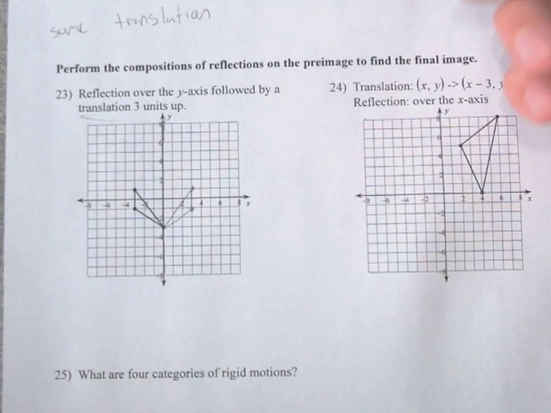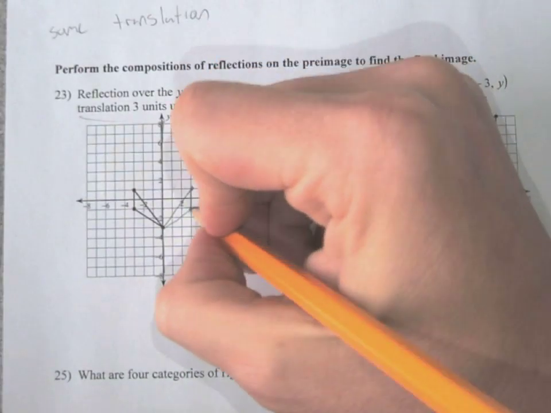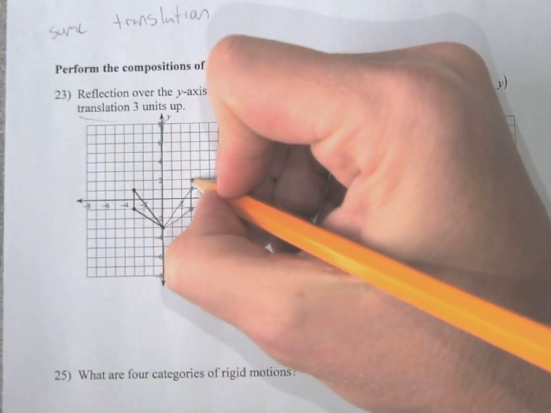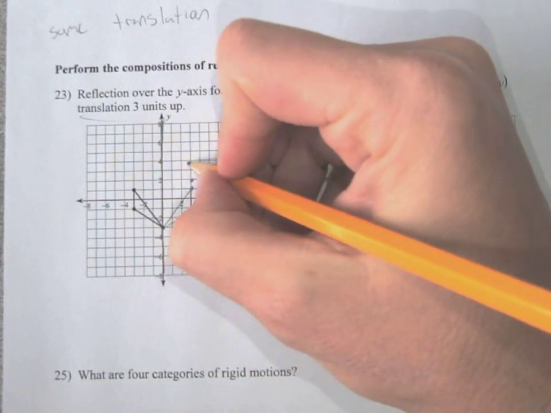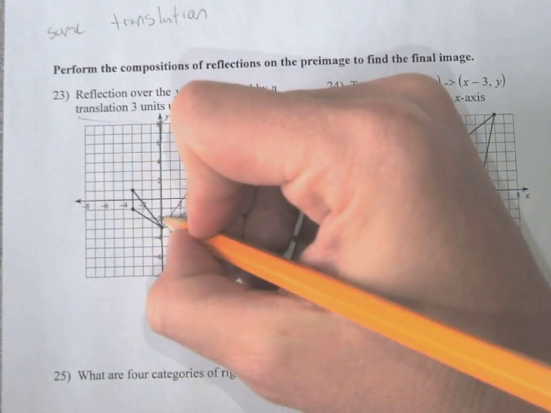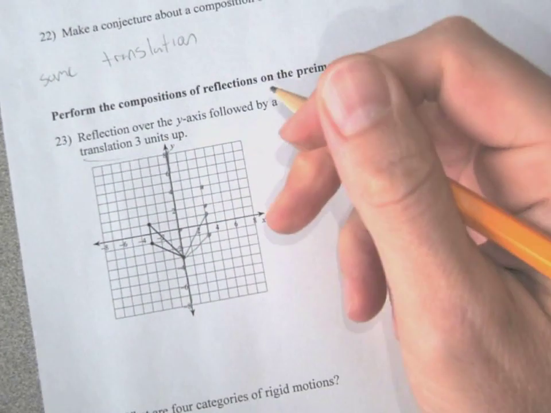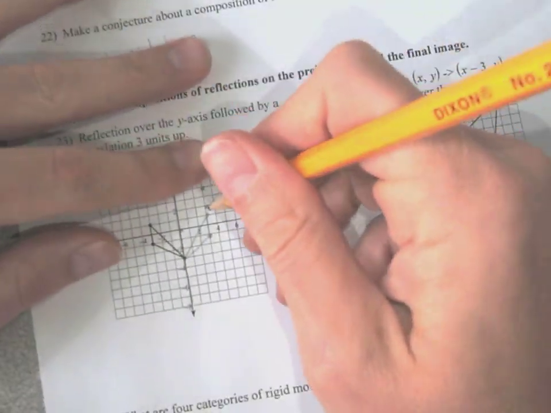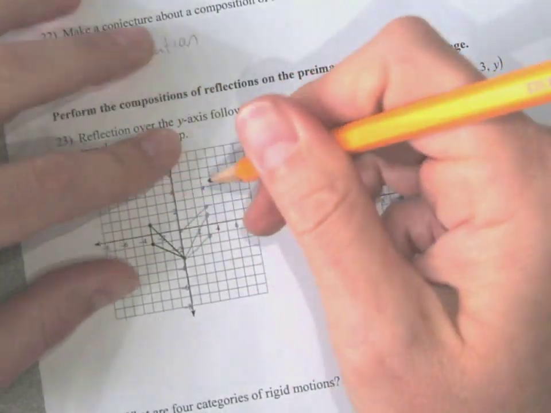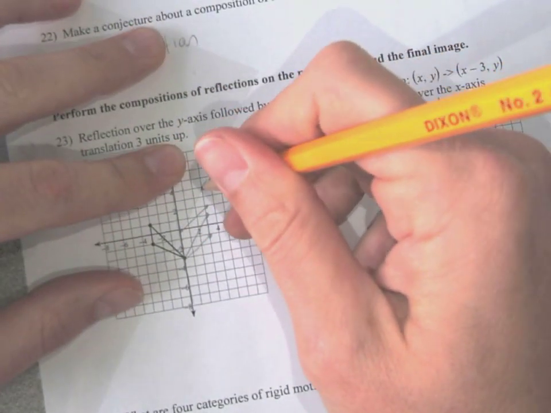Now the next one is we translate 3 units up. So everybody moves up 3. So this guy, 1, 2, 3. And this guy, 1, 2, 3. And this guy, 1, 2, 3. Here's our new one. So again, we want to see that middle step here.